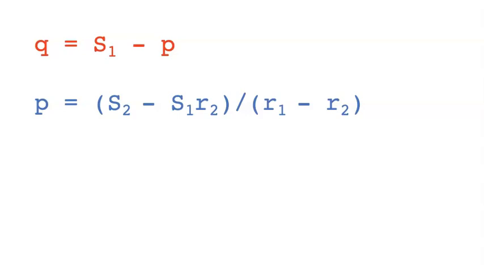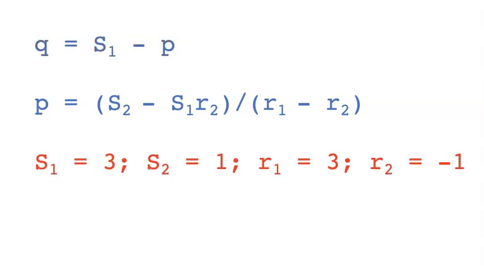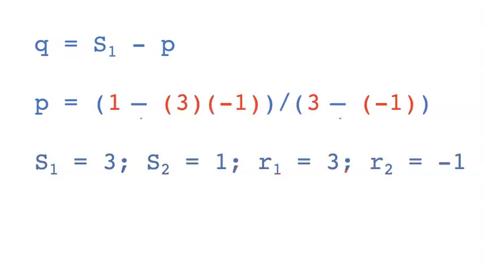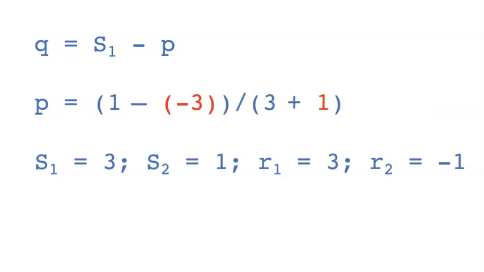So back to our specific example, where s1 equals 3, and s2 equals 1, and r1 equals 3, and r2 is negative 1. Let's plug the values into the formula and do the math. So 3 times negative 1 gives you negative 3, and 3 minus negative 1 is the same as 3 plus 1. 1 minus negative 3 is the same as 1 plus 3, and 3 plus 1 is 4. 1 plus 3 is 4. 4 over 4 gives us 1.